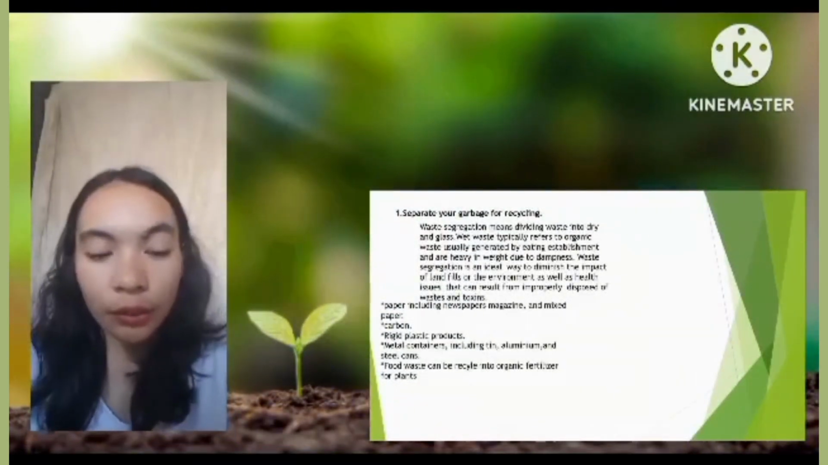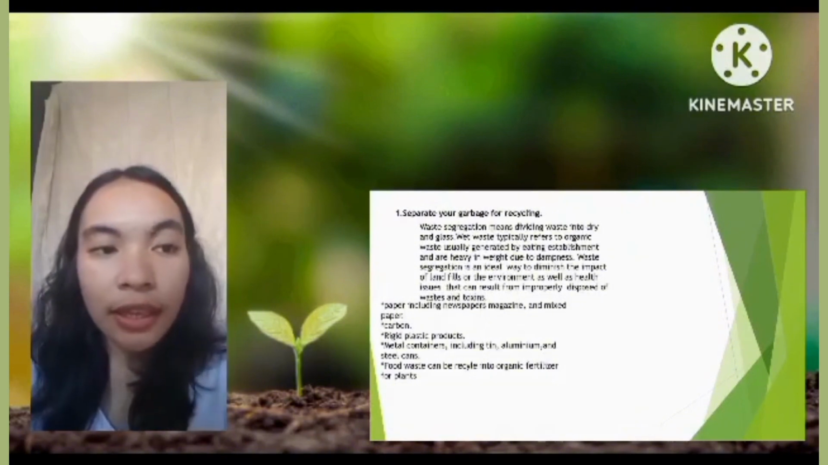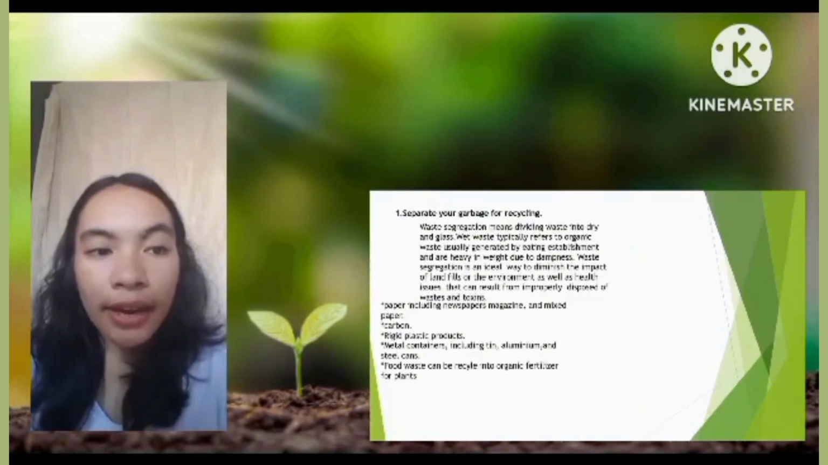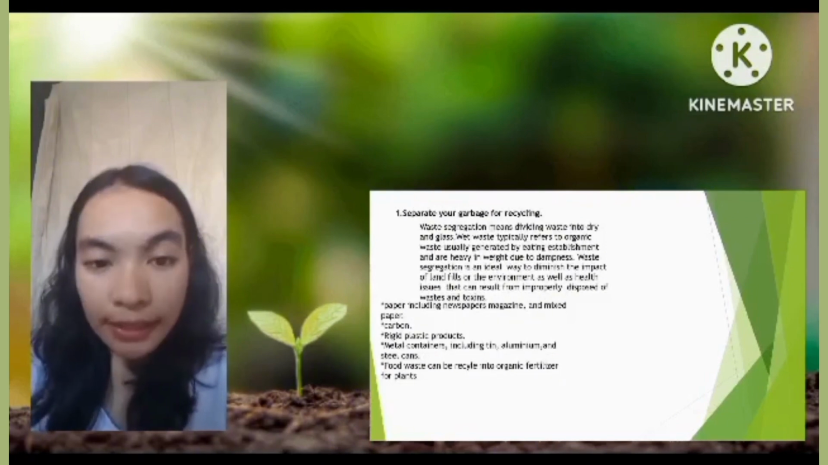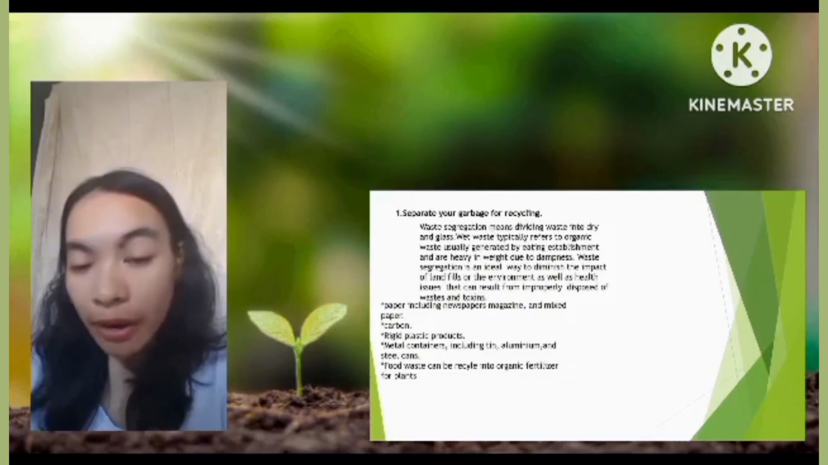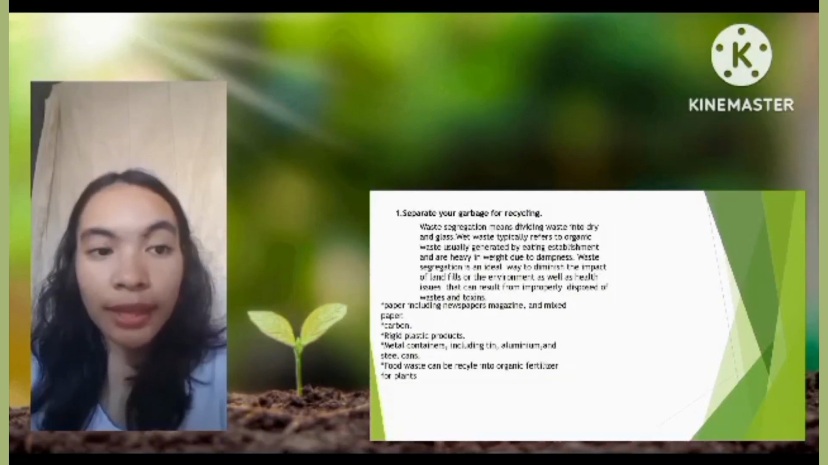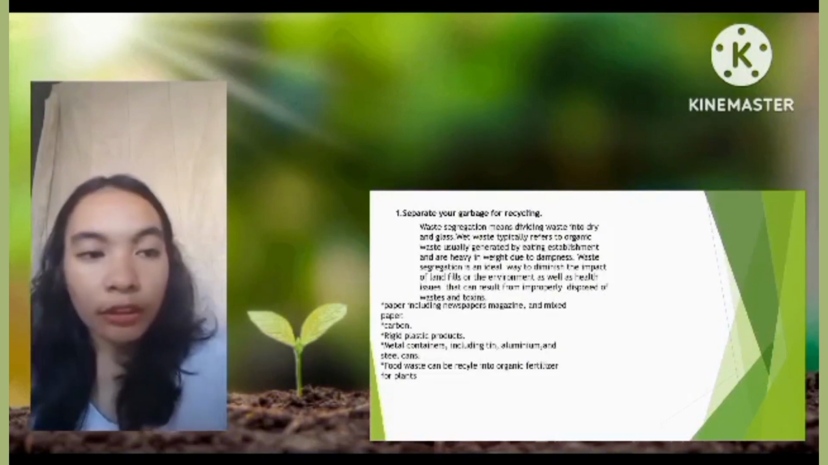Use it again. Recycle: the 10 golden rules. Number 1, separate your garbage for recycling. Waste segregation means dividing waste into dry and wet waste. Wet waste typically refers to organic waste, usually generated by eating establishments, and is heavy in weight due to dampness. Waste segregation is an ideal way to minimize the impact of landfills on the environment, as well as the health issues that can result from improper disposal of waste and toxins.